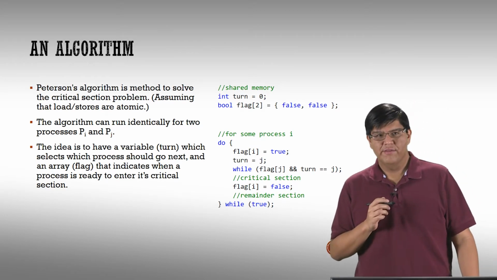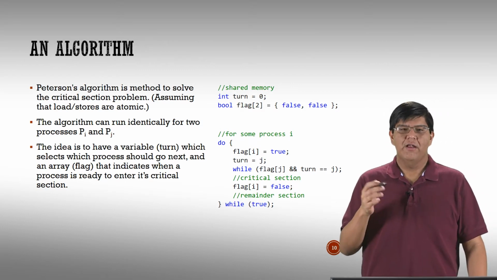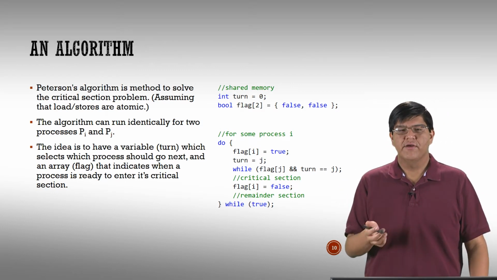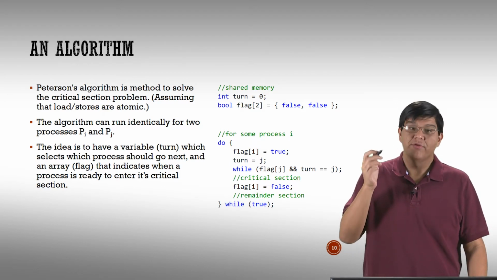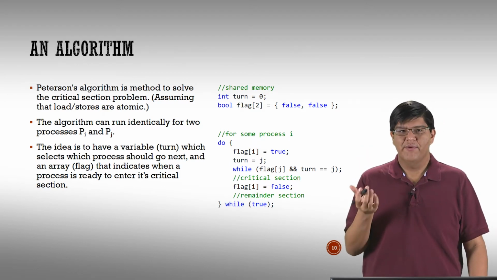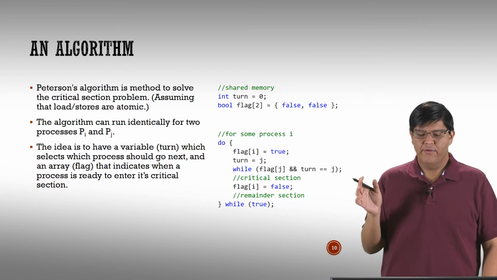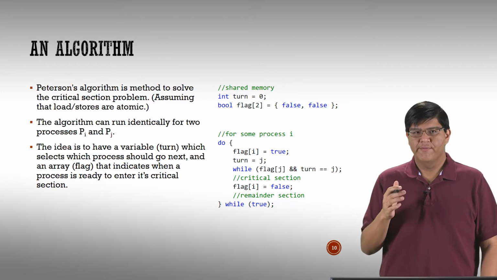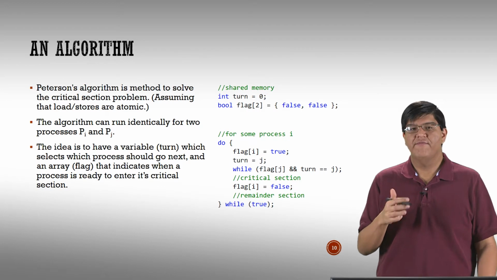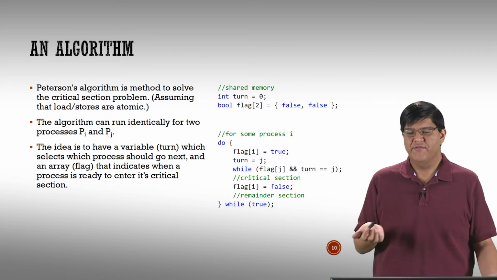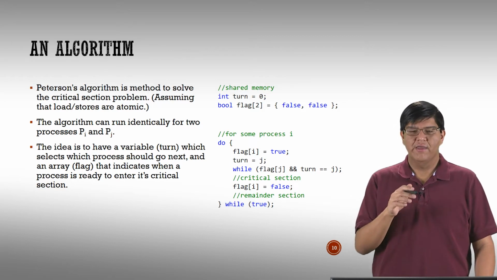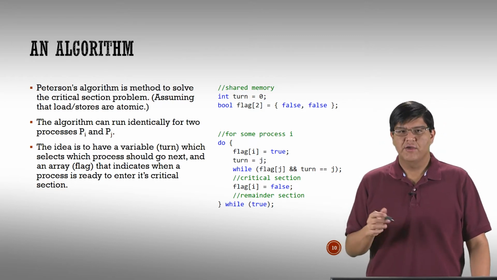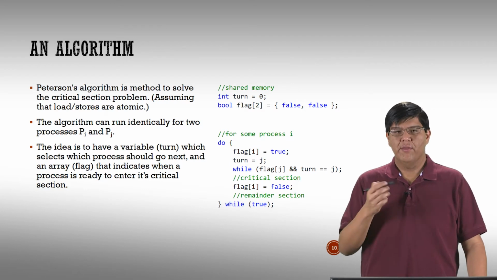So Peterson's solution, which I'll also call Peterson's algorithm, is a way to solve the critical section problem, providing your loads and stores are atomic. That's what it's predicated on. You have the code over on the right-hand side, written in terms of two processes, PI and PJ, so you can think of it as process 1 and process 2. Through this code sample you'll see I and J throughout, and you can imagine that code running in both processes.